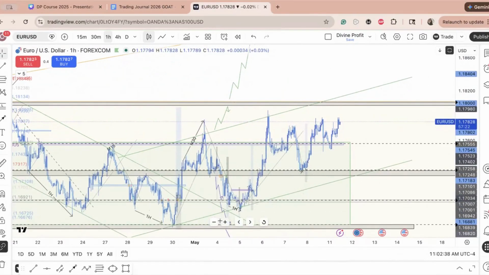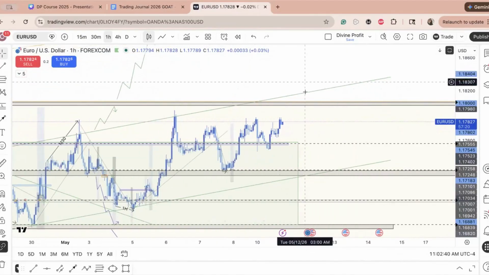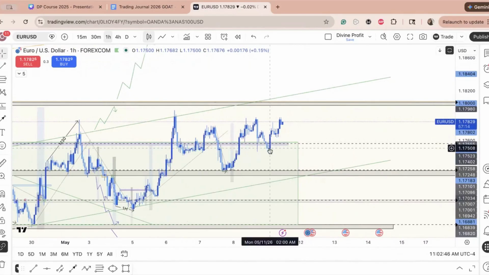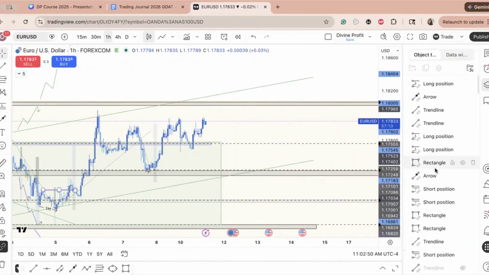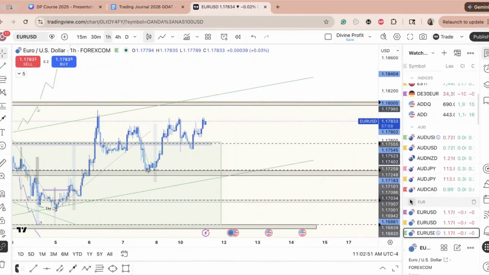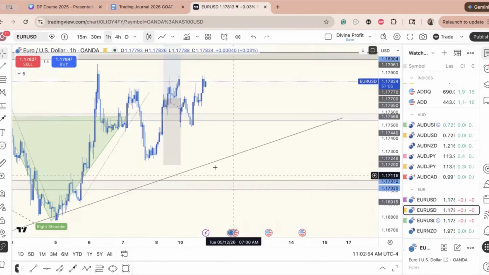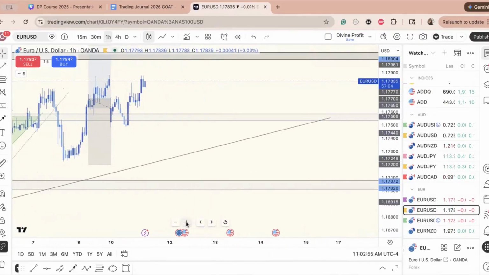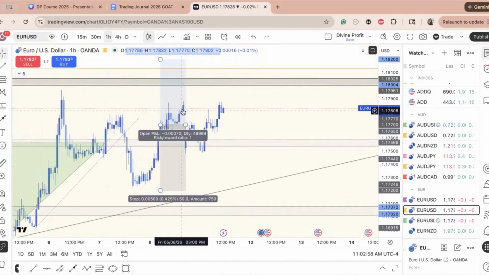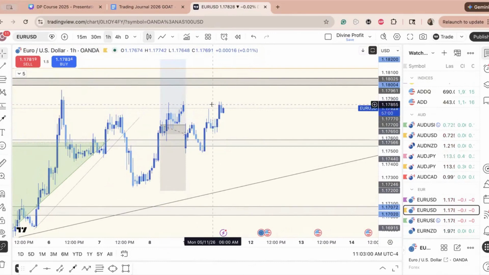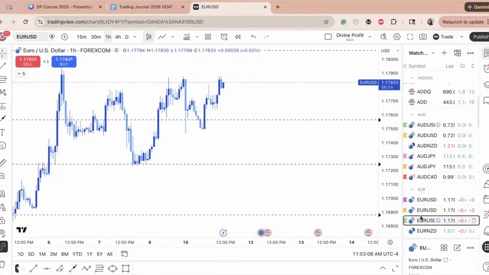So for this week, it's literally too late to get into any trades now. The market did open with a gap, so let me switch charts just so you can see the gap. Here we go. This was the gap that the market opened with, and price just closed that gap. So I'm interested to see what we're going to see this week.